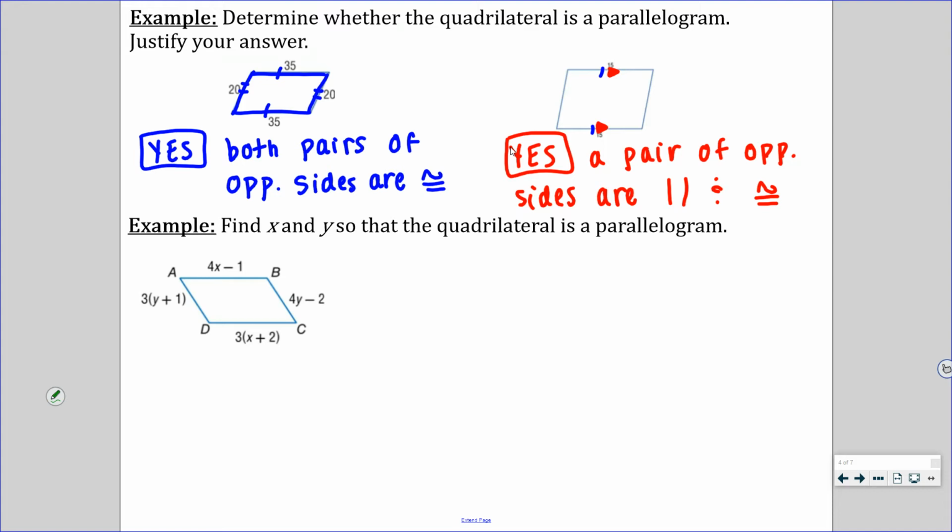Find x and y so that the quadrilateral is a parallelogram. They're showing me side lengths. And if I'm looking at the x's, they're located on opposite sides and so are the y's. So if I can show that both pairs of opposite sides are congruent, that would make this a parallelogram. So I want to figure out what x would have to be for those to be congruent. So let's just set them equal to each other. Okay, let's go ahead and solve this.